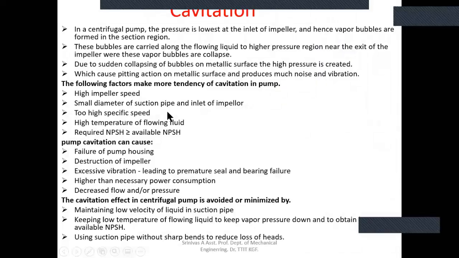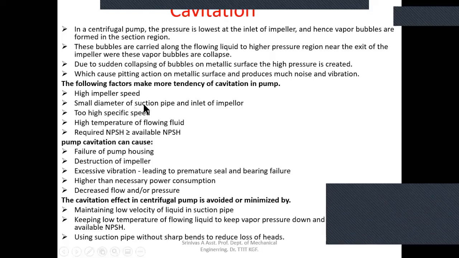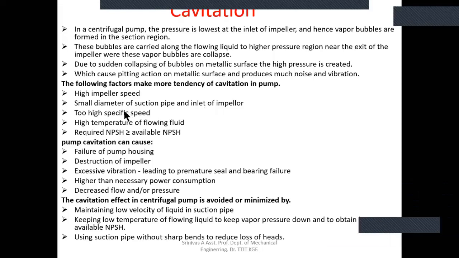what cavitation is and why it is caused. Why it is caused means high impeller speed. When the impeller speed is high, cavitation takes place, and also a small diameter of the suction pipe and inlet of the impeller. If the diameter is small, it will lead to too high specific speed.